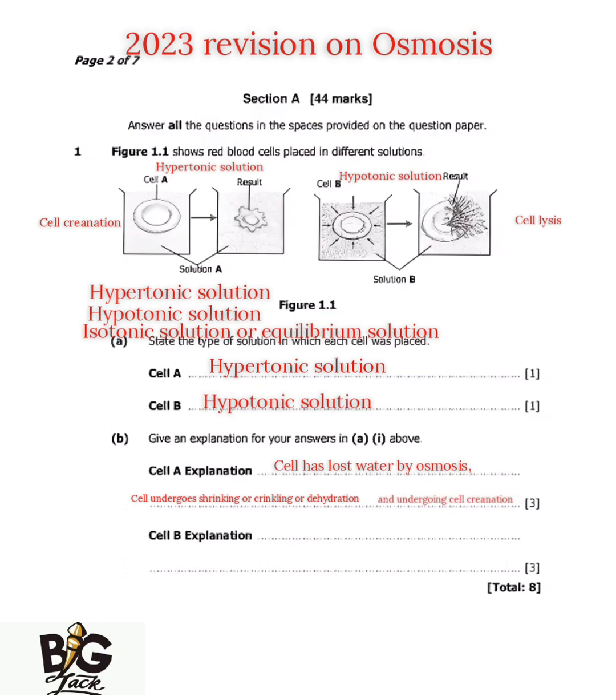Let's move on to the cell B explanation. Cell B has gained water by osmosis. Then cell B undergoes cell lysis and eventually bursts. So that was the last one.